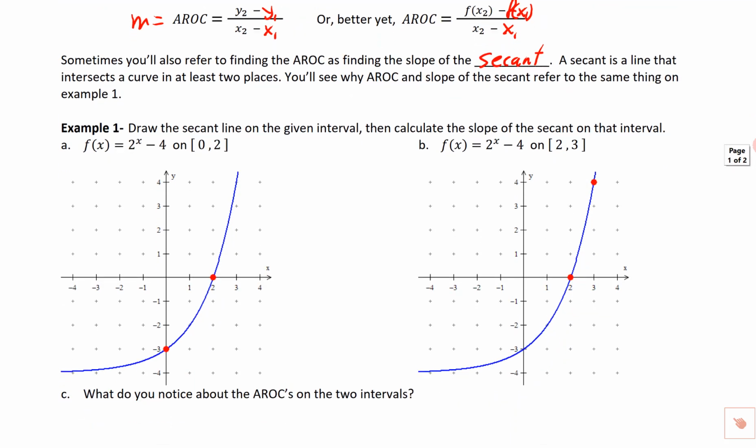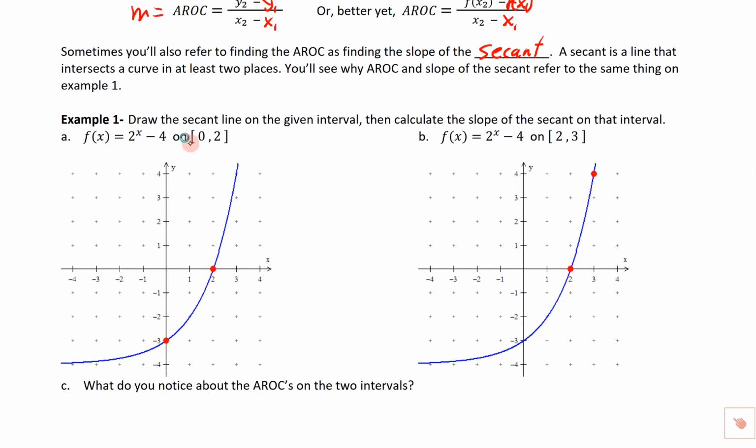So I'm going to slide down here. We're going to take a look at this function right here. And it says, draw the secant line on the given interval, then calculate the slope of the secant on that interval. So what we've got here are these 2 points right here on the interval from 0 to 2. And remember, these are in brackets, so we're talking about x values. So I'm going to mark this one as x1 and this one as x2. So we're going from 0 to 2, and it just so happens that the point right here is (0, -3), and the point right here is (2, 0).